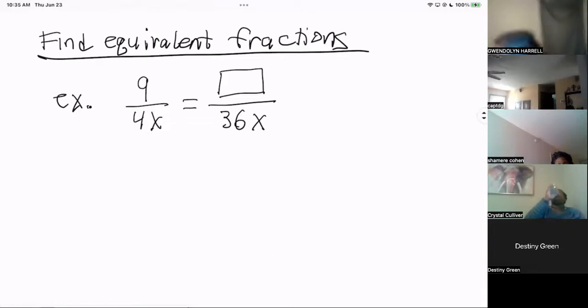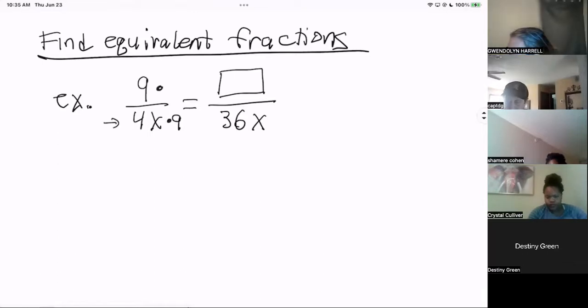How do you do that? Well, you're going to look at what you have. What I have is both my denominators. They both have an x, right? What's the only difference? Well, how do I get 4 to be 36? Well, that would be 9 times 4, right? Which means I had to have multiplied this by 9 to get 36x, which means I got to multiply this by 9, which means my equivalent fraction would have to be 81.